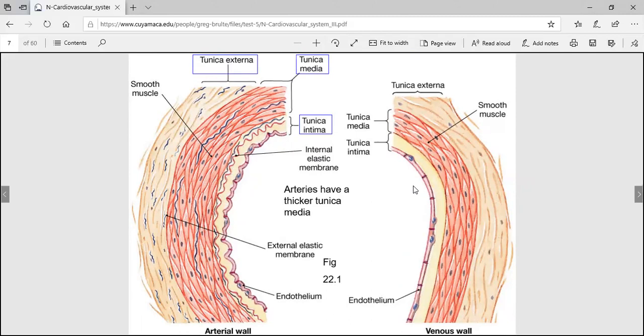The vein's going to have the same three layers: tunica interna, right? It's mainly the simple squamous and a little bit of connective tissue under it. Then you've got the smooth muscle, which is the tunica media, and then you have the tunica externa, which is the connective tissue on the outside. Notice the smooth muscle is not nearly as thick in the veins. And also the tunica interna is not ruffled. It's generally smooth. You just have less elastic fibers over here.